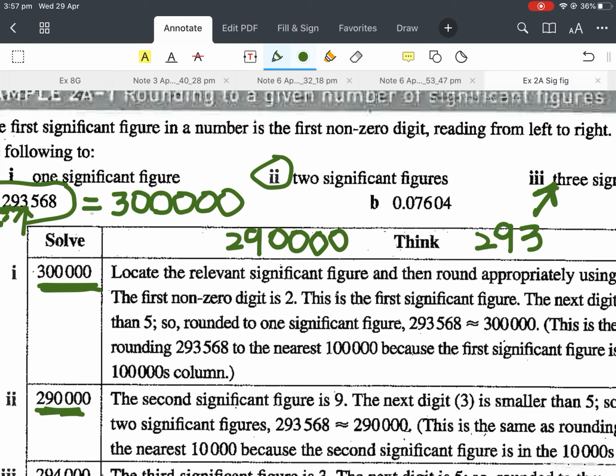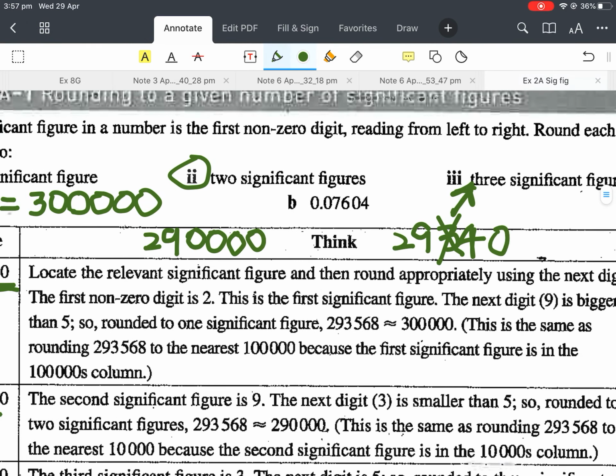But my next number this time is a 5. Now 5 in rounding rules, 5 or more means I round up, or I add 1 to the 3. So that means this is no longer a 3, it's actually a 4. Now I still have 3 spaces after the 293, which I've now rounded to 294, so I must put in 3 more zeros. So we get an answer of 294,000.